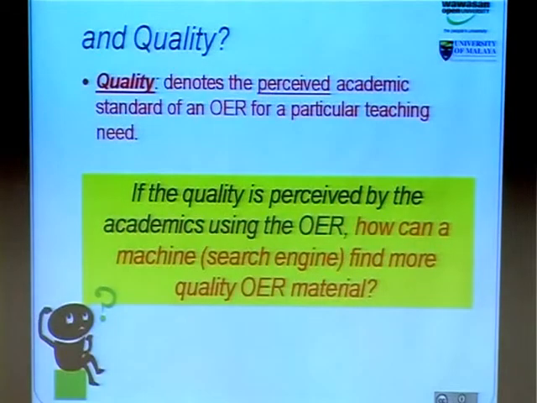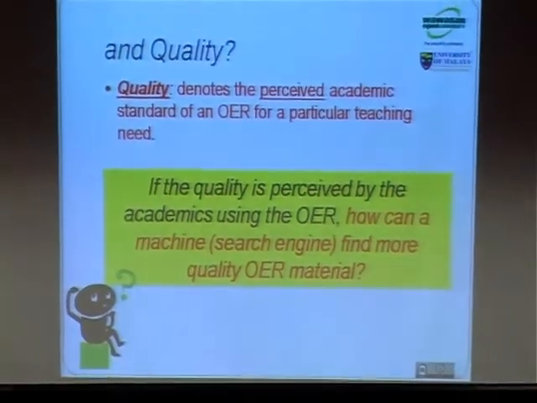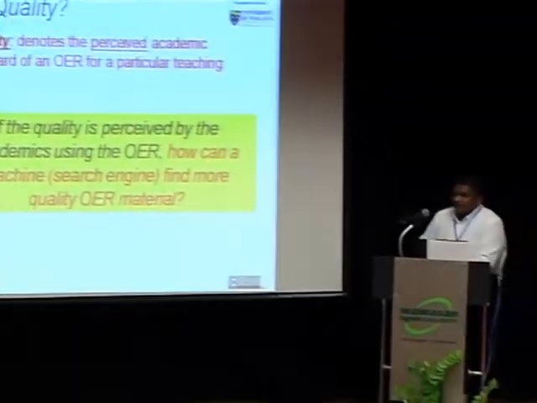Then, quality. We had a debate about quality in the morning. My take on quality, and this is the take by many, is why in the declaration they have omitted the word quality, because I suggested three words: specific, relevant, and quality. Quality is perceived. So it all depends on what you perceive the material to be. Let's say, for example, if I'm looking at a computer science piece of material, it might be of quality for me, for my teaching purposes. But if you ask an MIT professor, then he might say, no, it's useless.